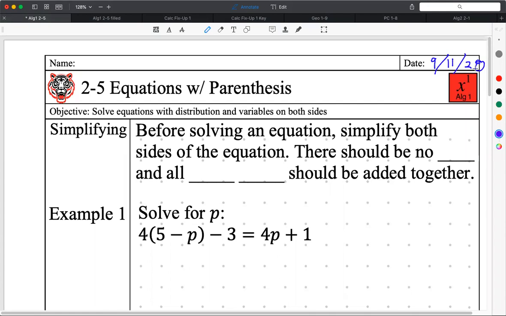Our objective, who wants to read it? Ripley, go for it. Solve equations with distribution and variables on both sides. There it is. Yeah, thank you.